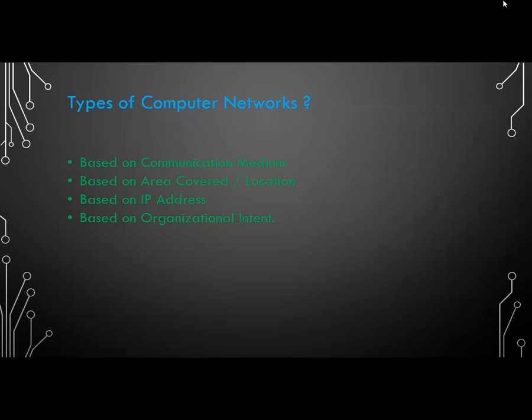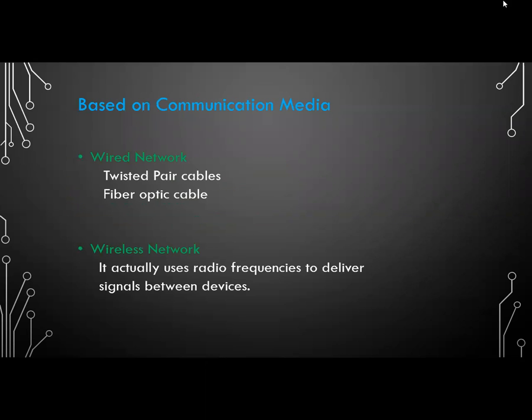Based on communication media, a computer network can be a wire network or it can be a wireless network. I repeat, friends, a computer network can be a wire network or a wireless network. What is the difference between wire and wireless? Wireless is a logical connection, where there is no cable. That's a very simple way of describing wireless. There is no cable there.